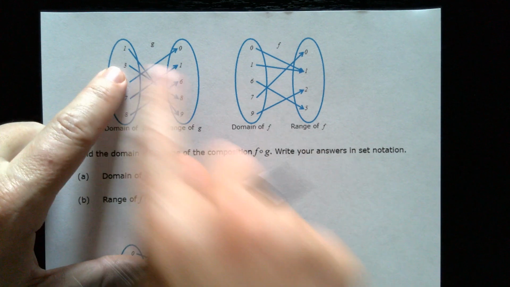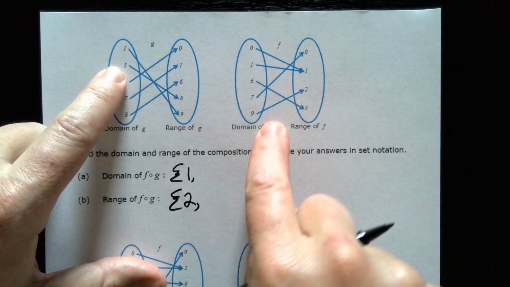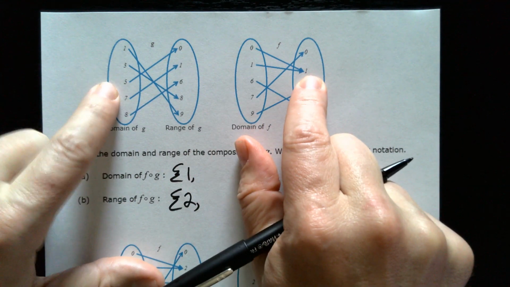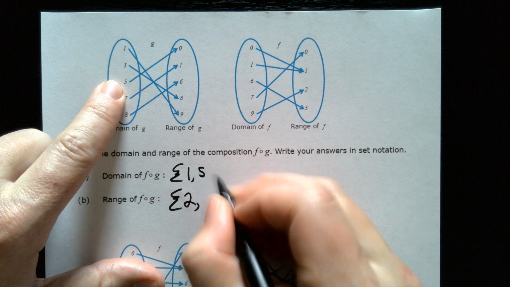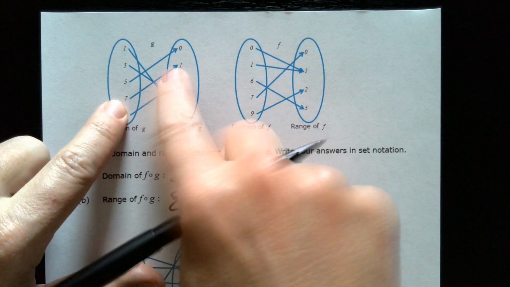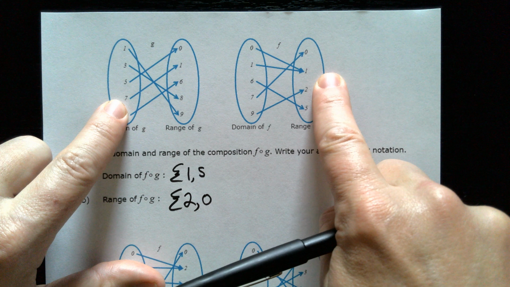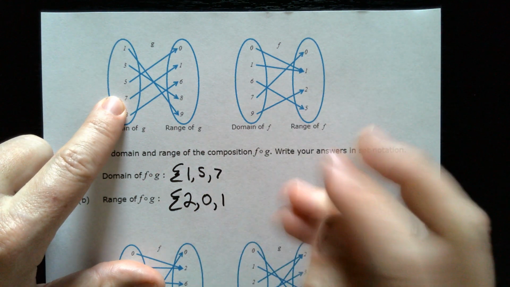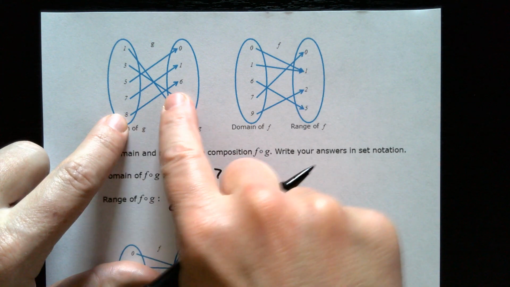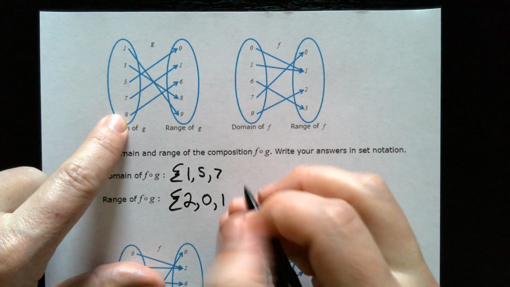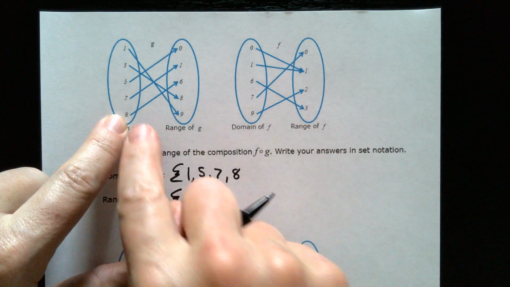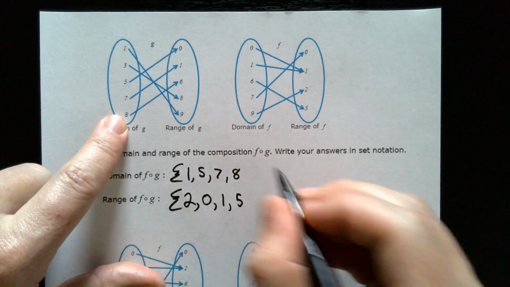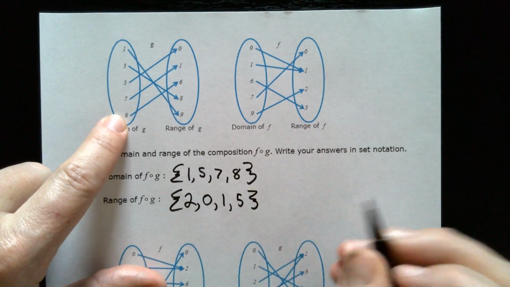Okay. 3 goes to 8, nothing. So we stop that one. 5 goes to 0, 0 goes to 1. So 5 is in our domain and 0 is in our range. 7 goes to 1, 1 goes to 1. So 7 is in our domain and 1 is in our range. 8 goes to 6, 6 goes to 5, so 8 is in our domain, and 5, which is what it tracks to, is in our range. And that is it on that one.